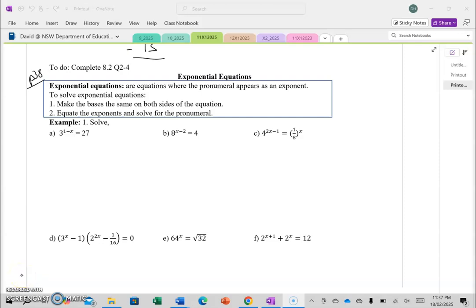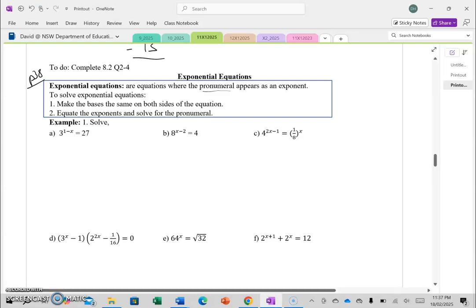Alright, we're midway through page 38. We're going to have a look at exponential equations here. So what is an exponential equation? An exponential equation is an equation where the pronumeral or the letter appears as an exponent or an index. So the x will appear as the power. Whatever you're trying to solve for will appear as the power.